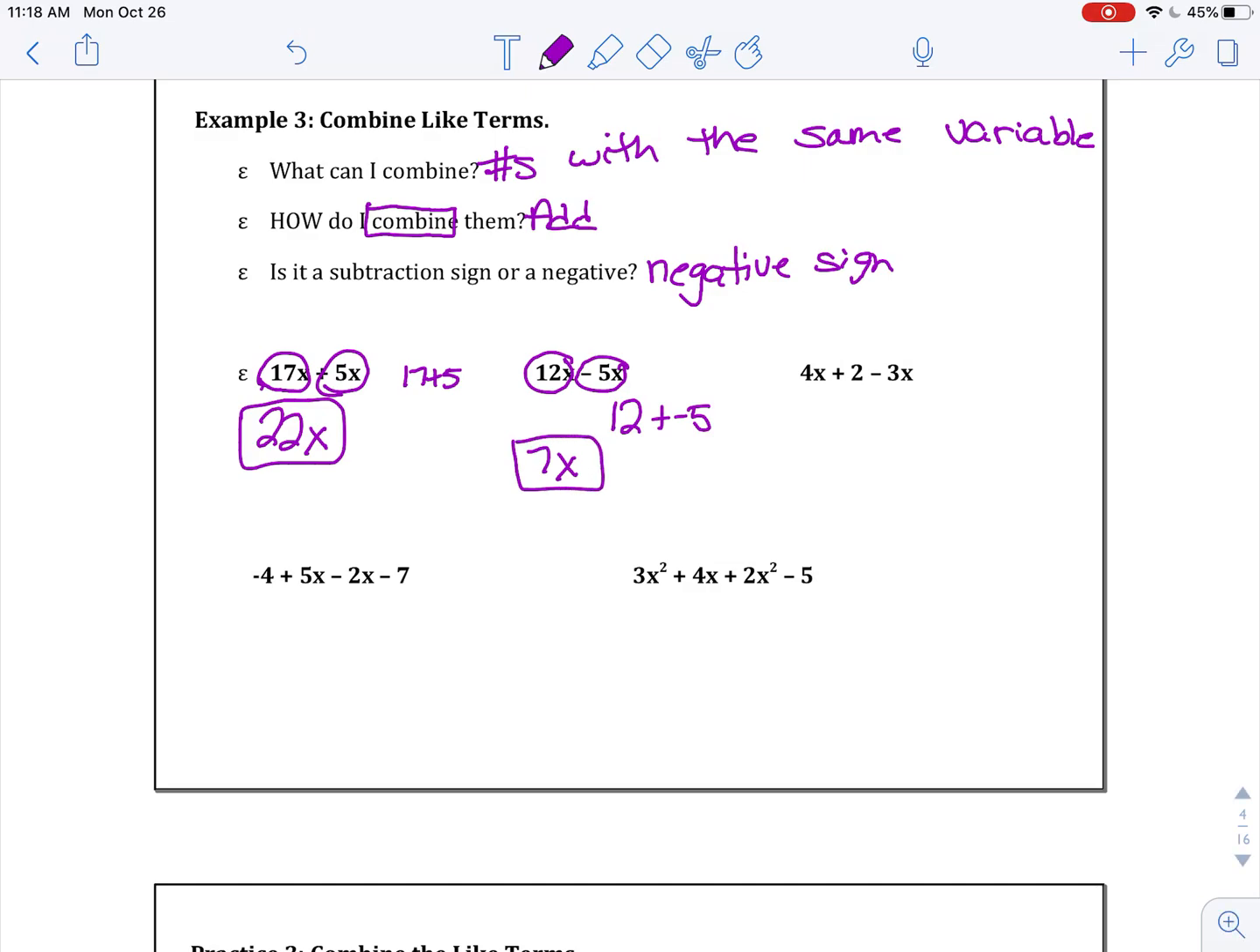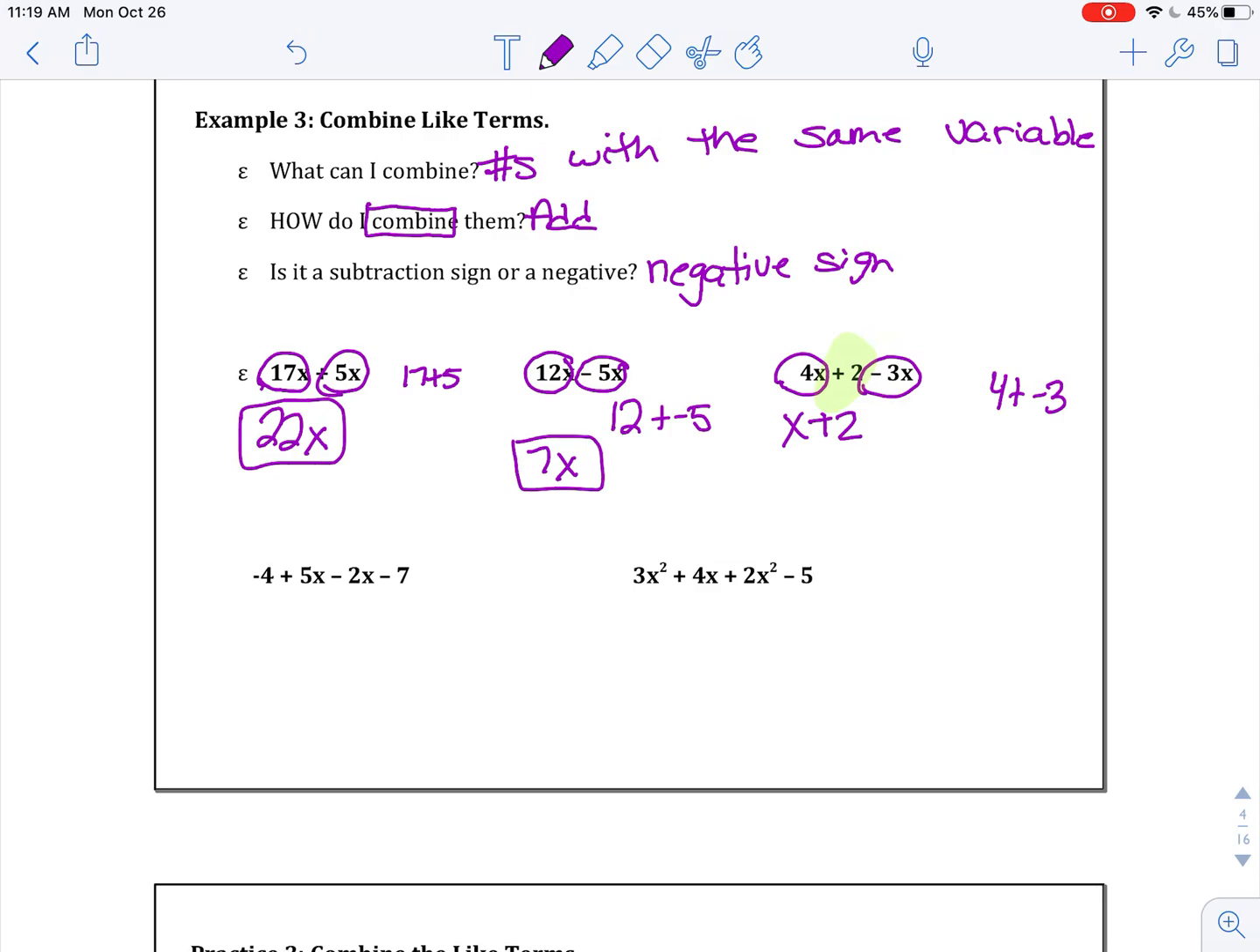Okay, so my next one, 4x plus 2 minus 3x. So I have 4x, and a like term to 4x is negative 3x. So I'm going to add 4 plus negative 3 to get 1x, or in math, we just use x. And then I have plus 2, but there's no other numbers that are just by themselves, so we're just going to add it to my x.